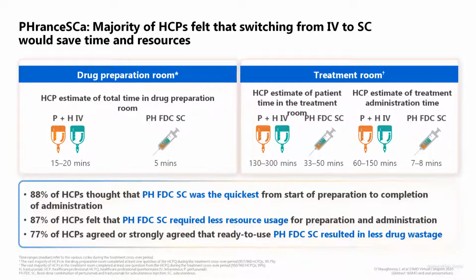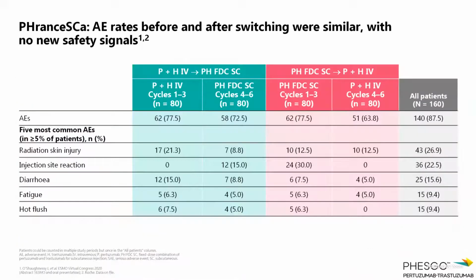One more good thing for busy daycare is that it reduces the preparation and administration time to around 25 minutes compared to almost 2 to 3 hours with the intravenous formulation. Therefore, it represents a major amount of time saving. And if we look at the adverse events in Francisca, quite comparable, and no major difference in the safety.